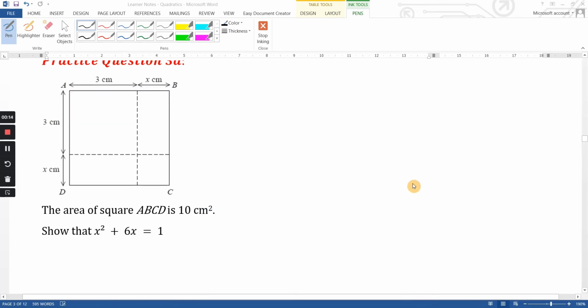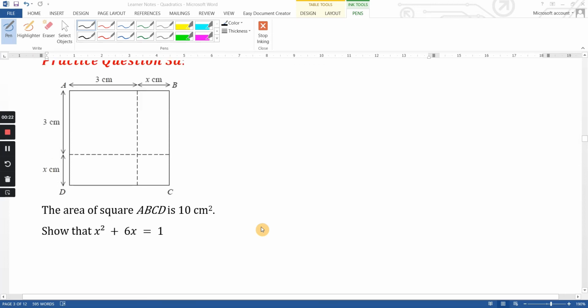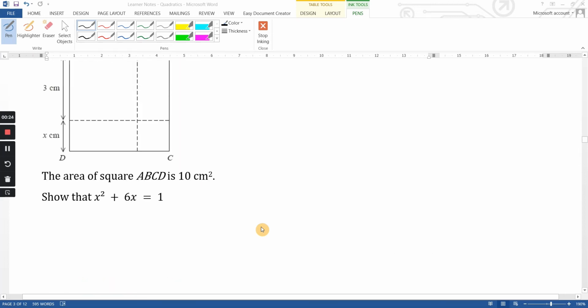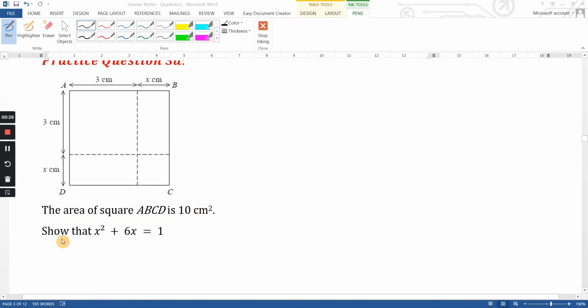So, practice question 3A: the area of a square ABCD is 10 centimeters squared. Show that x squared plus 6x equals 1. 3 marks for this one. Whenever you get a question like this, just be careful. When it says show that all of this, you just have to show all of that. You're not trying to solve what x is. As long as you can show this in your working out, that's good enough. That's what you're trying to do.